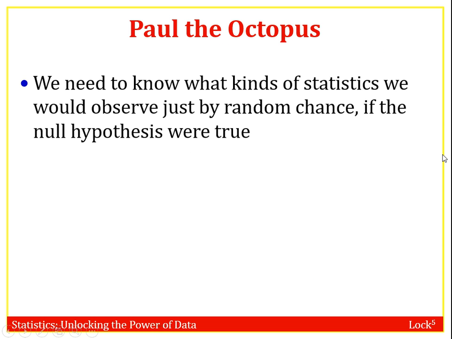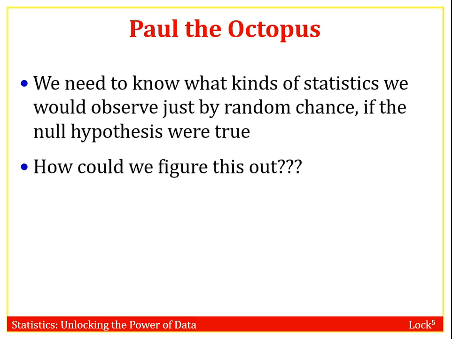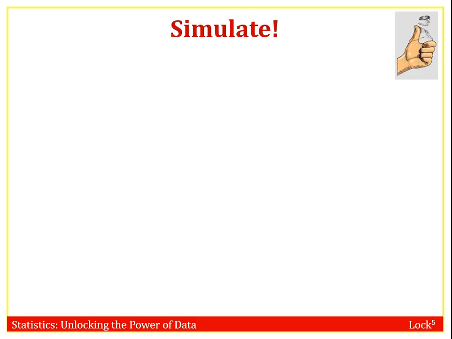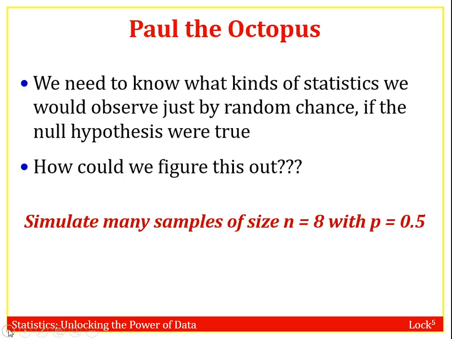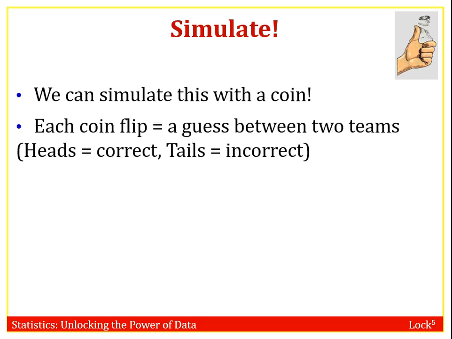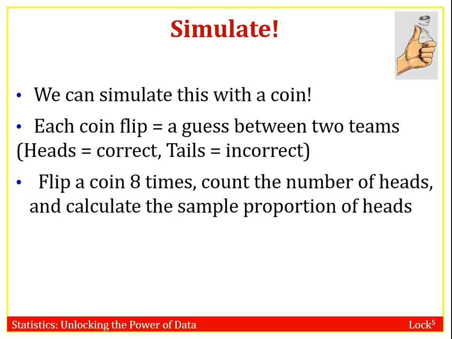So thinking back to Paul the Octopus, we know the kinds of statistics we would observe if it was by random chance, assuming it was a 50-50 chance. But how would you figure that out? Well, one of the ways to do this would be with coins or something along those lines. We had a sample size of 8 because it was 8 games he correctly predicted. So to simulate this, you could take a coin, flip that coin 8 times and record the results. You could let heads be correct, tails be incorrect, and then figure out your proportion of heads after you flip the coin 8 times. That would be your sample proportion.